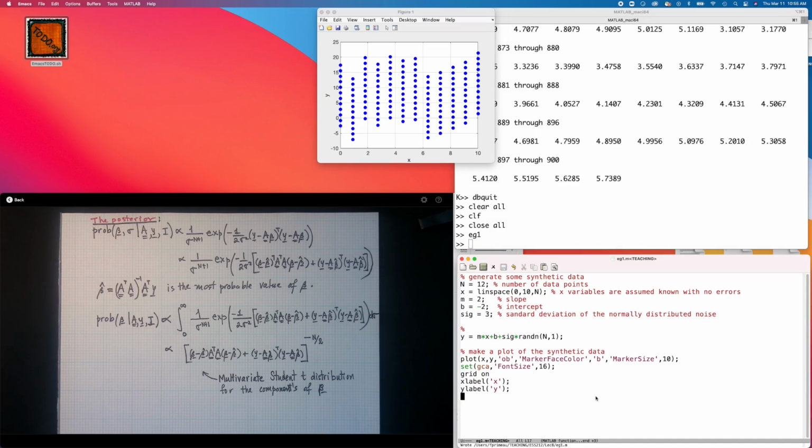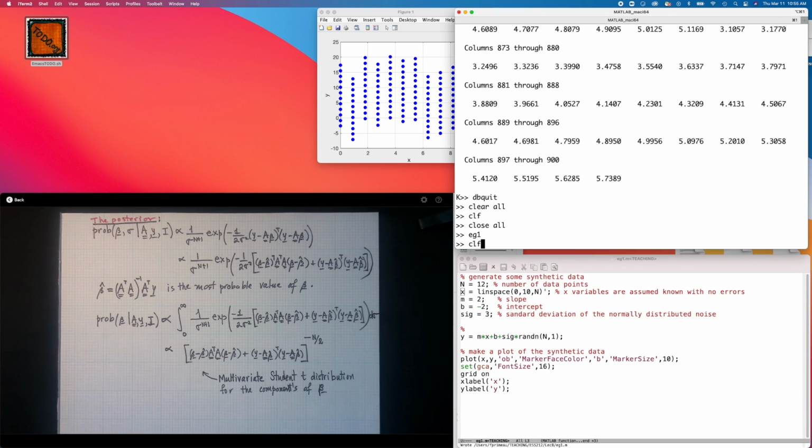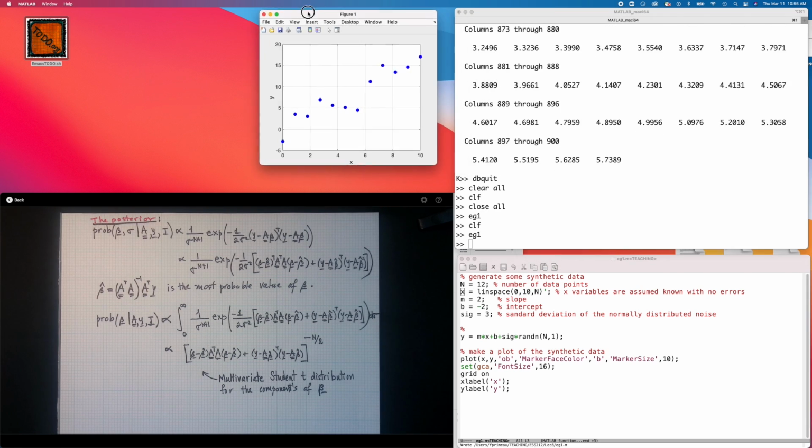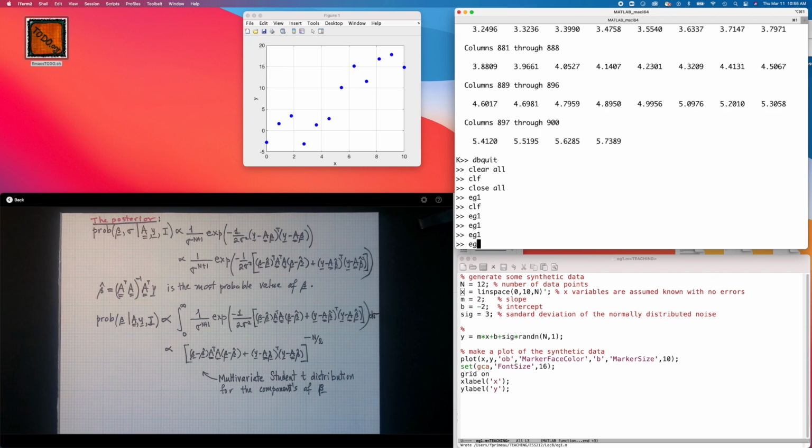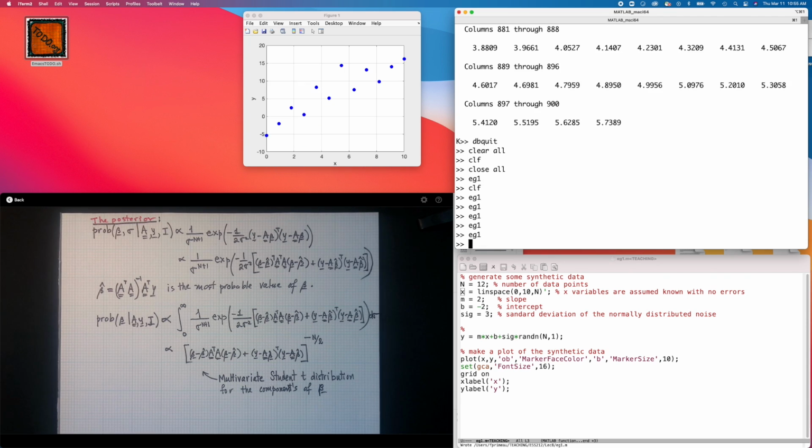Let's try it out. Oops, something is wrong. Right here, my x is a row vector, and what I wanted it to be is a column vector, so I'll just transpose it. There we go. So this is our synthetic data. Every time I run it, I get a new sample. All right, let's add the best fit line.